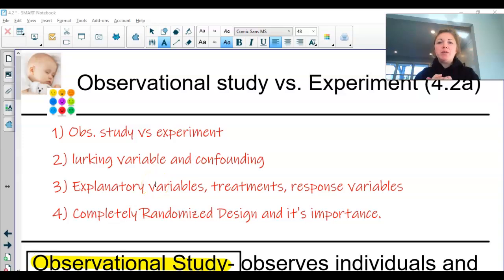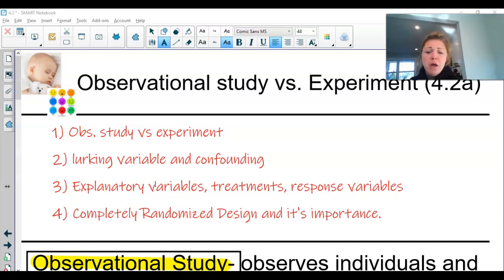Hey, statistics students, what I'm going to do is give you a whole bunch of definitions that you need to get down, with a little bit of background explanation for each. So please write that down.